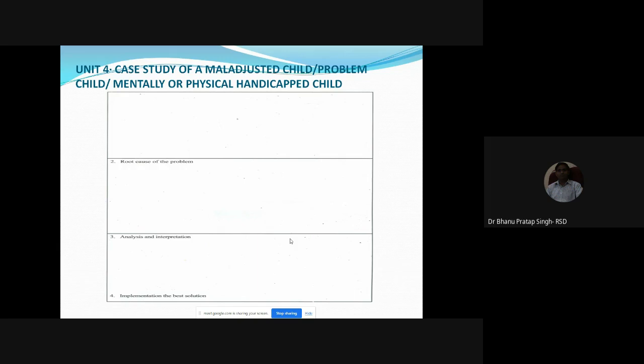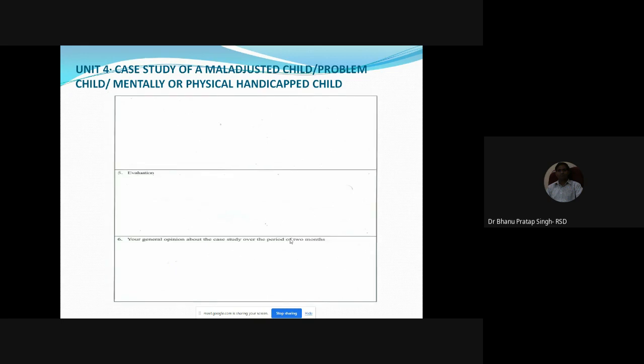Further interpretation is also required, and based on the analysis write some best solutions, and then you use these best solutions for your classroom teaching, for your classroom adjustment, for the better improvement in terms of social, mental and physical aspects.